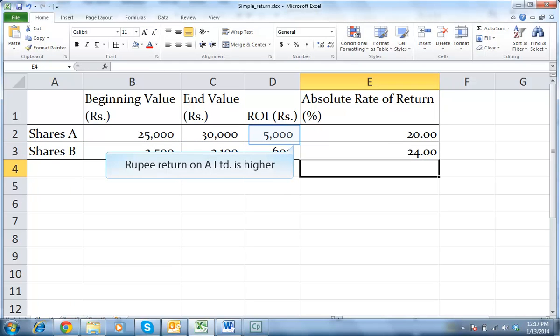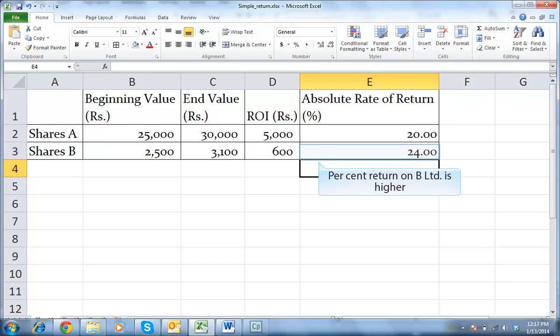Investment in A Limited has generated a higher amount of return in terms of rupees, but earns a lower rate of return as compared to investment in B Limited. In order to earn higher return, investment A requires a higher end value or a lower beginning value. So the return is earned on a much lower base.